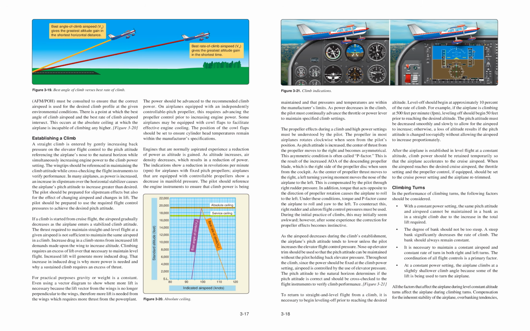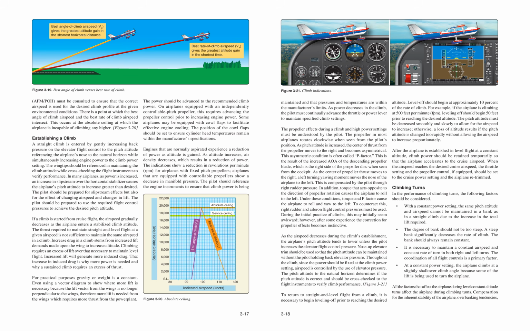If a climb is started from cruise flight, the airspeed gradually decreases as the airplane enters a stabilized climb attitude. The thrust required to maintain straight and level flight at a given airspeed is not sufficient to maintain the same airspeed in a climb. Increased drag in a climb stems from increased lift demands made upon the wing to increase altitude. Climbing requires an excess of lift over that necessary to maintain level flight. Increased lift will generate more induced drag. That increase in induced drag is why more power is needed and why a sustained climb requires an excess of thrust.